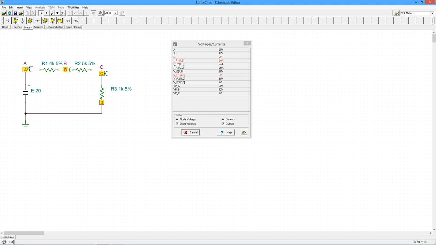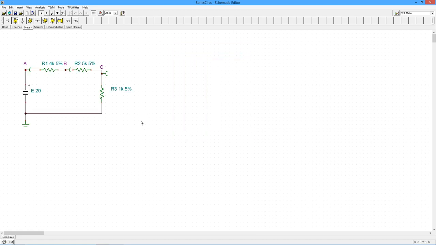And then, of course, A is above ground by 20. So you could go that way. In other words, you get a negative 8 and then a positive 20 to get to ground. So either way, it's 12 volts, right? Beautiful. Current's the same. Everybody adds up. Happy, happy, joy, joy. All right, now let's change this up just a little bit.